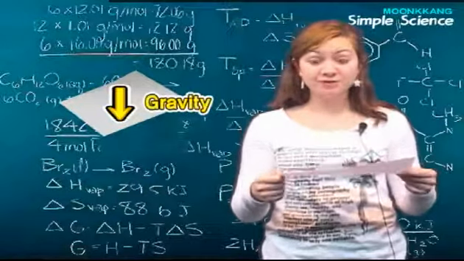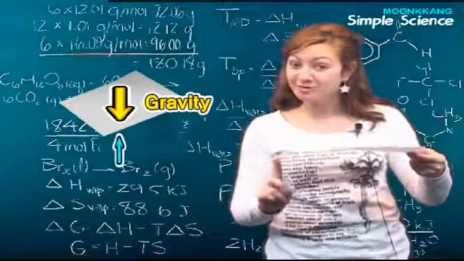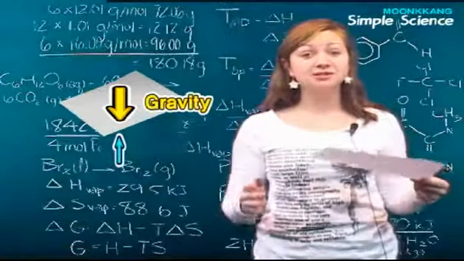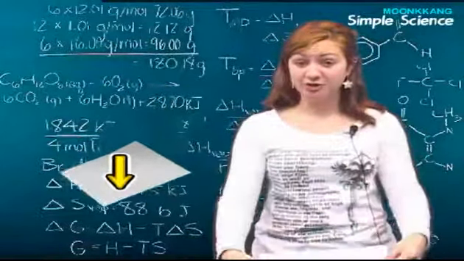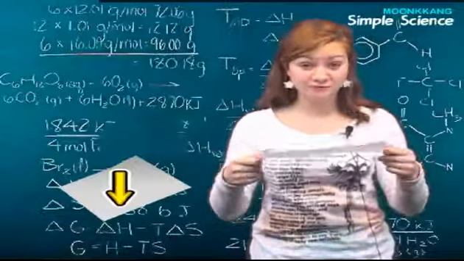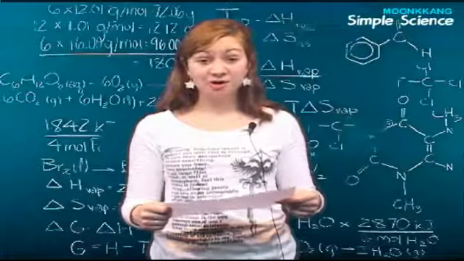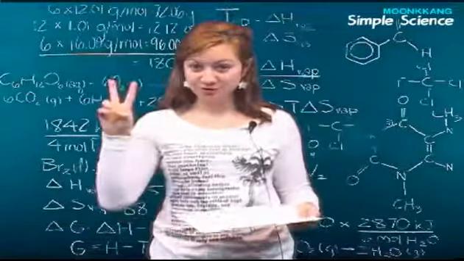However, there's another force that is pushing the piece of paper upward as it falls, and this is called air resistance. So, as gravity pulls something downward, air resistance slows its fall. Let's talk more about air resistance in experiment 2.